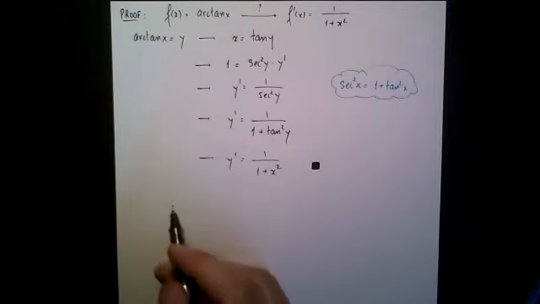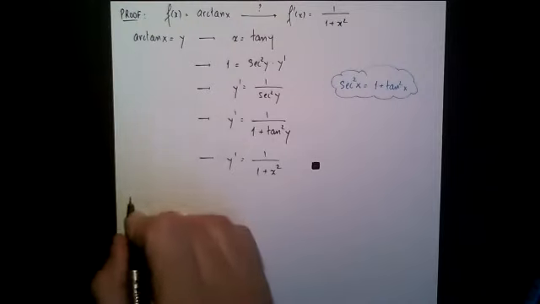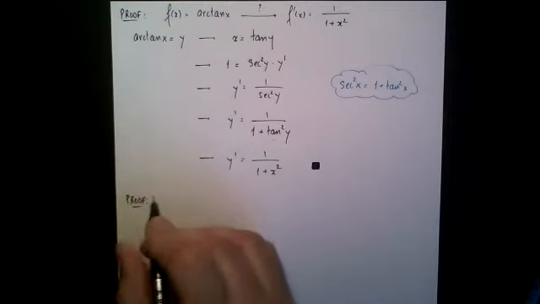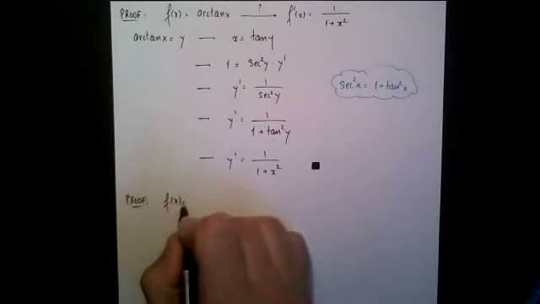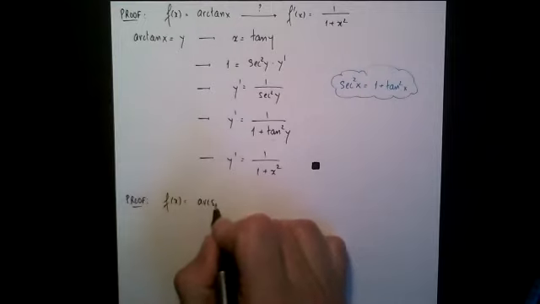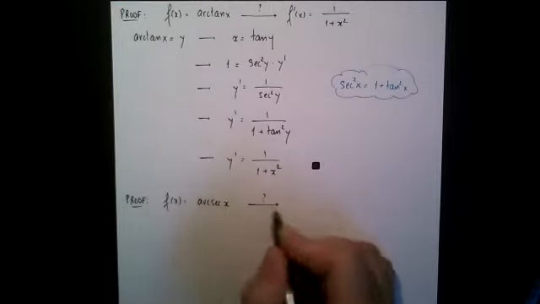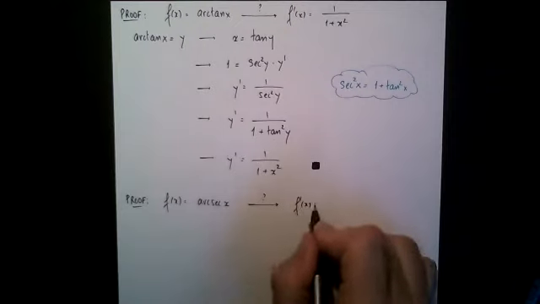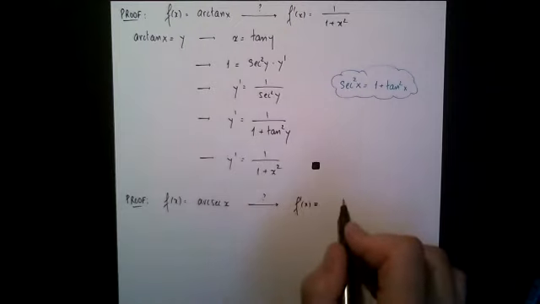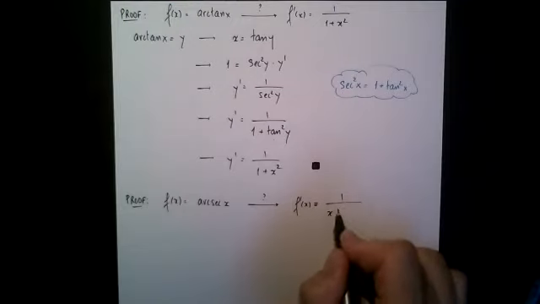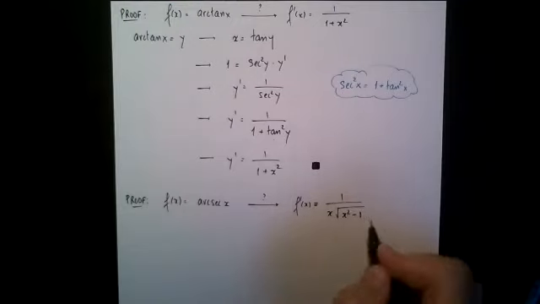Let's now do the arc secant. So if f of x is equal to the arc secant of x, then let's show that f prime is equal to 1 over x times the root of x squared minus 1.